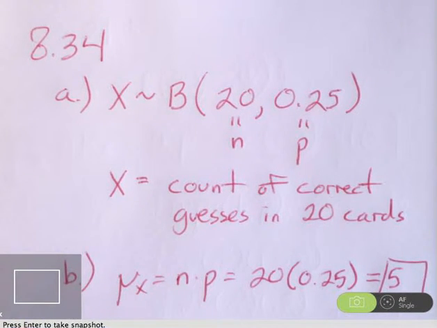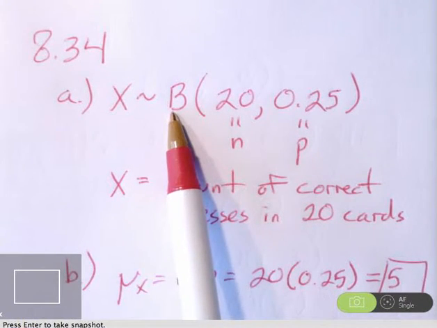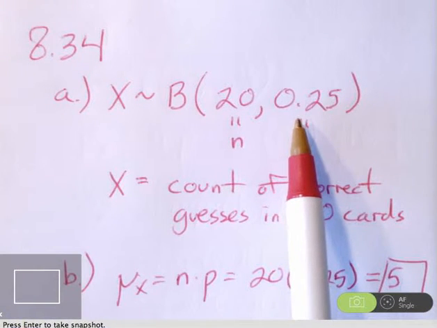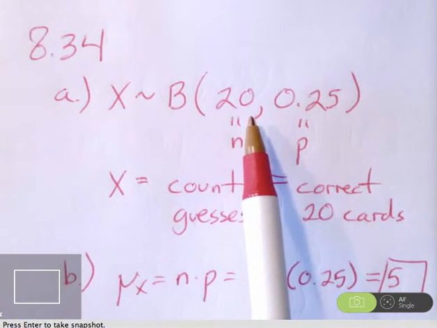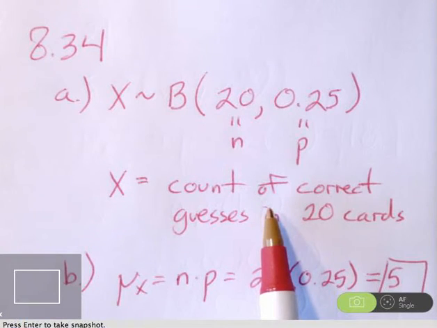So if there are a total of 20 such cards, we have a binomial situation here where n is 20. P, the probability of success, assuming that the subject is just guessing, is 0.25. So we have a fixed number of trials. We have 2 outcomes. They guess correctly or not. We have a fixed success probability of 0.25 under the assumption that the subjects are guessing. And whether they guess one right or not will be independent of whether or not they guess any of the others correctly, because we are assuming that they're guessing. So X then is the count of correct guesses in 20 cards.